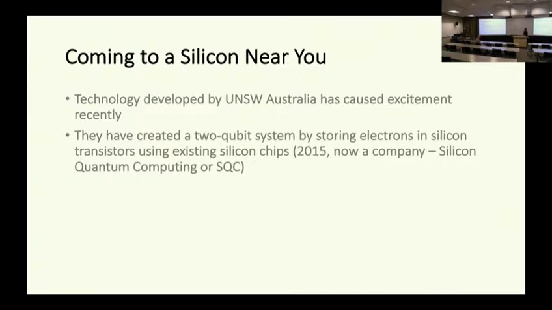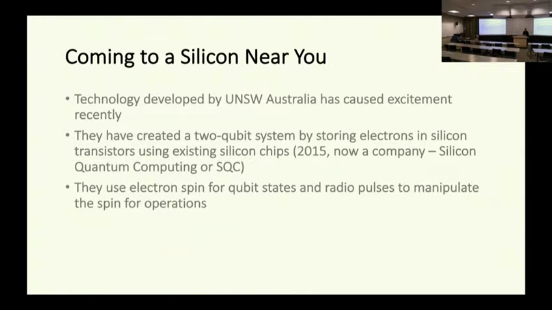More recently, technology developed by the University of New South Wales in Australia has caused a lot of excitement. They actually have a 2-qubit system in silicon at room temperature, I believe, which obviously would be pretty exciting. They use electron spin as qubits, and use radio pulses to create the spin for logic operations.